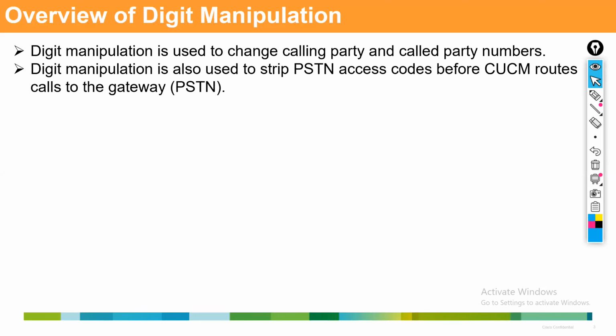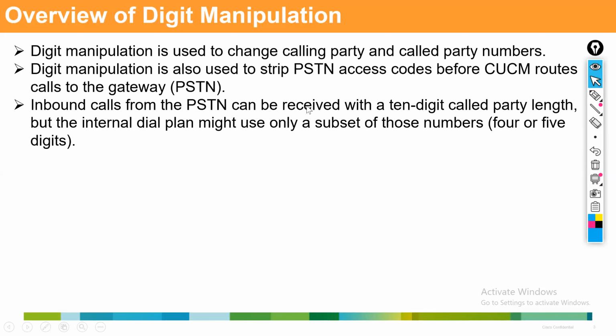But actually 8 or 9, whatever number you are dialing, or 0, or 00, or 01 you are dialing, it has to be matched in the call manager. But that number should not be forwarded to the gateway. So that has to be stripped in the call manager itself. Again, that we can do by using digit manipulation.